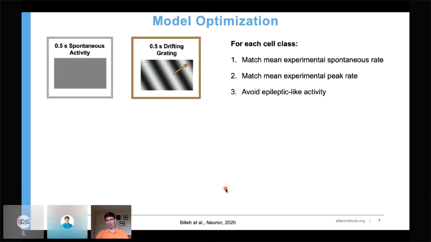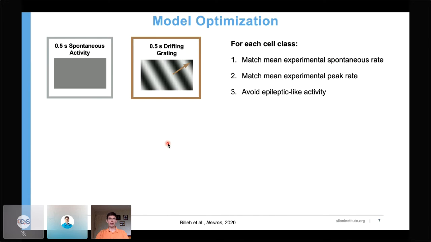We couldn't find any automatic algorithms for such optimization that could handle models of the size that we are dealing with. So we had to do it by hand, but we also used some very strict criteria for optimization. We used a very small training set, basically just half a second of spontaneous activity and half a second of a single trial of a drifting grating. And we looked only at two metrics from those simulations, just the spontaneous firing rate and the mean peak rate in response to grating for each cell type, and compared that to the available experimental recordings for those same metrics. So that's what we were trying to match.